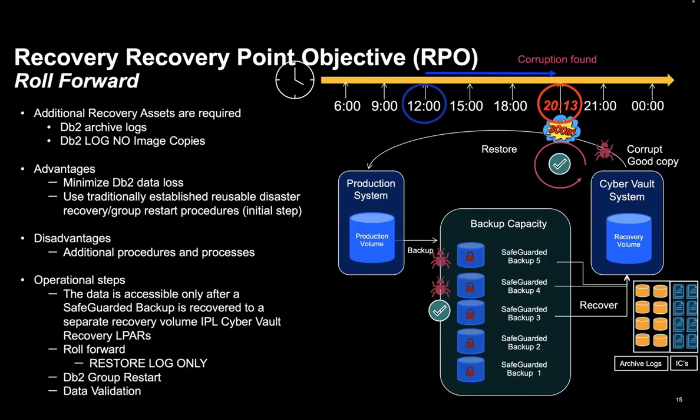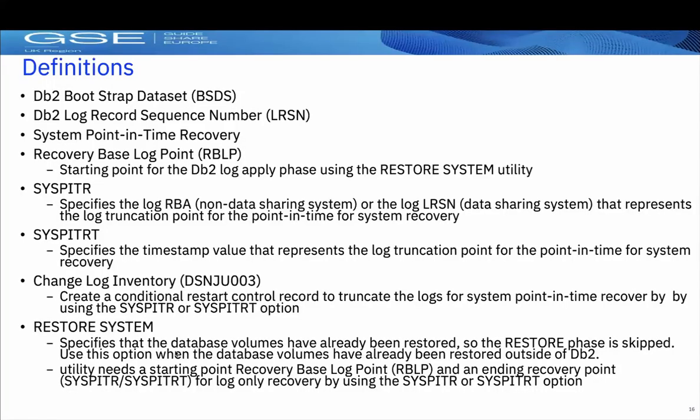So in this case, you would look at, again, the same steps: bring your system back. And then after you bring the system back to a point in time, then you can do a restore system log only. And we'll talk about restore system log only steps in the next couple slides, on version 12 versus 13 differences. And then group restart and data validation around that. So say in this case, safeguarded copy, supplemented with archive logs and log no image copies offsite that can be accessed. If you have those assets, you can use them to recover forward.